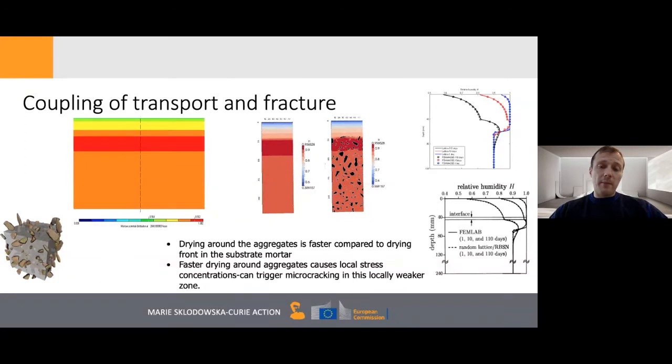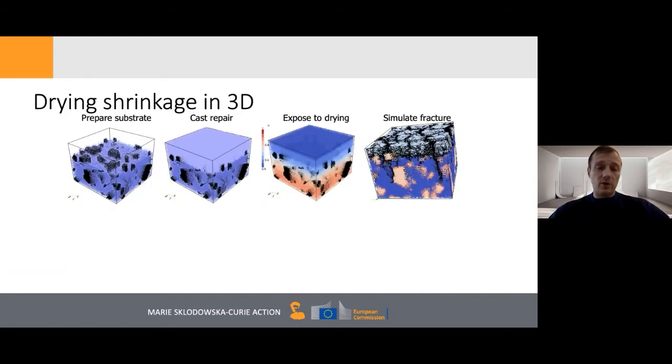And going to the coupling with a mechanical simulation, this faster drying will cause stress concentrations. And also we have different mechanical properties of the aggregates and of the interfaces. And these stress concentrations may cause cracking in this locally weak zone. So our model does what we wanted it to do, and it's ready for us to use for our study. So as I said, we are looking into drying shrinkage of repair materials.